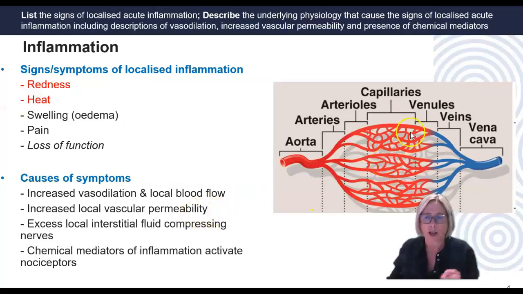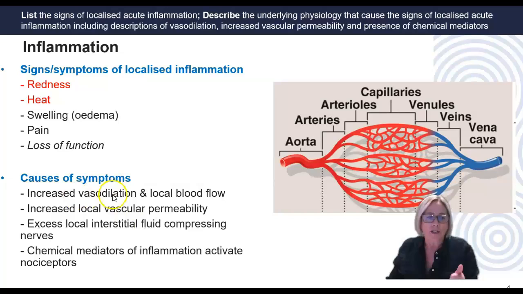At the same time, these venules that drain the venous end of the capillary bed open up and they become leaky. So there's increased local vascular permeability. So they become leaky, and this allows a protein-rich fluid to enter the interstitium, and we then get an increase in local interstitial fluid, and that leads to that swelling or edema.